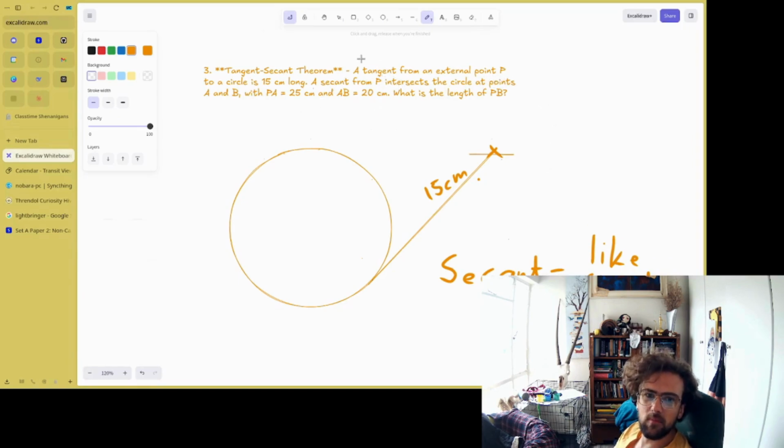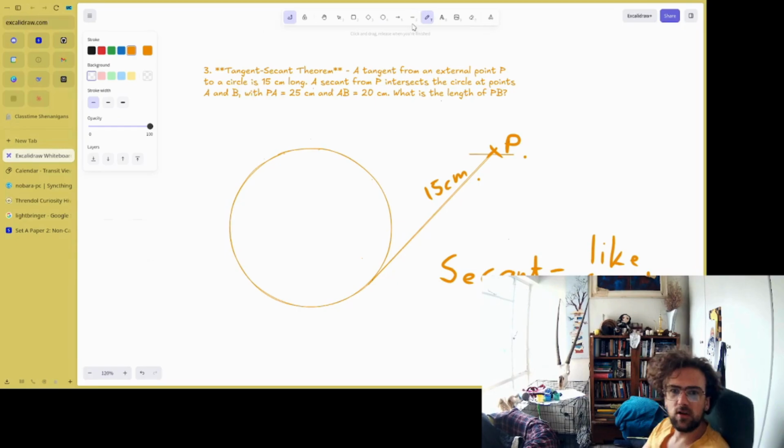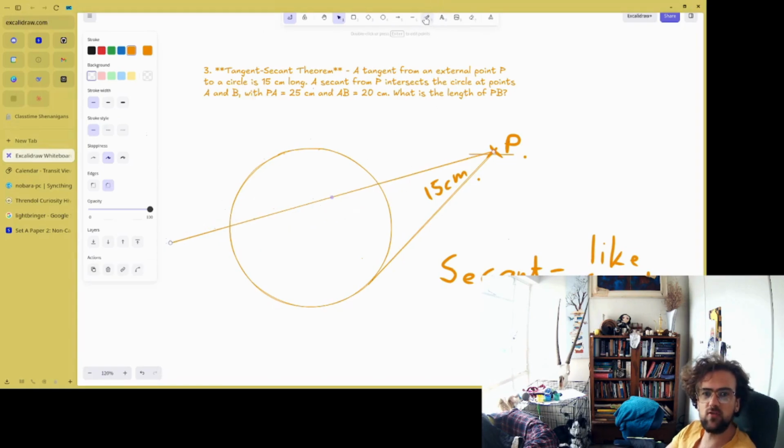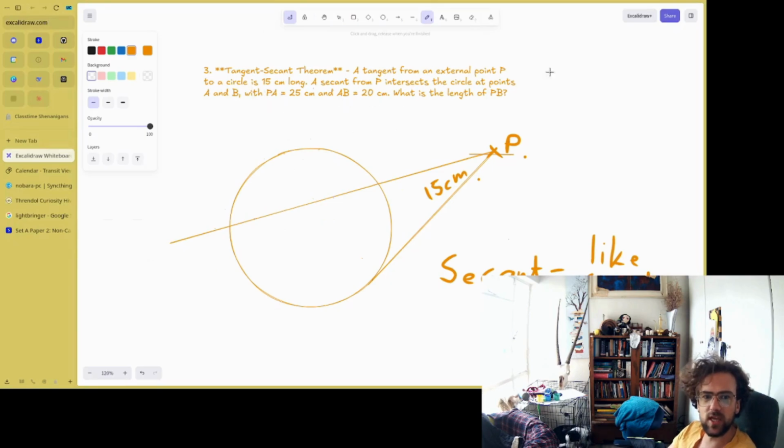So a secant from P intersects the circle. Oh, this is P. Sorry, I forgot to name this as P. At points B and A. Because I haven't fully visualized this, the big thing about drawing it is to visualize it. So it goes from P, and it kind of just goes through, right? We don't know exactly where it's going through, but we can make it up and move it as we need. At points A, B.